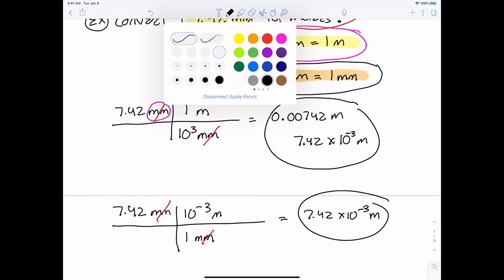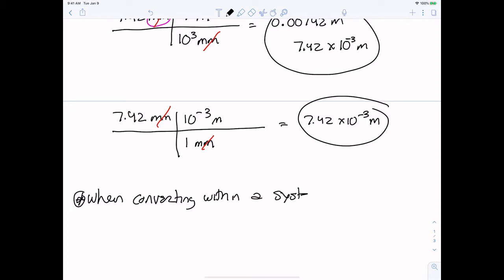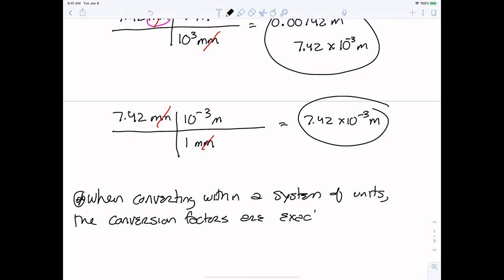We should mention significant digits. When converting within a system of units, the conversion factors are exact. Remember, exact numbers have an infinite number of significant digits.